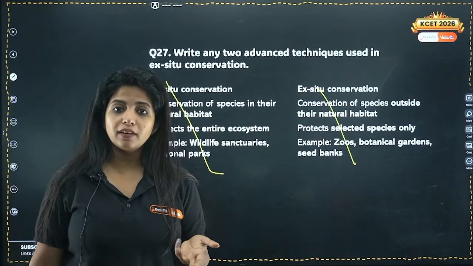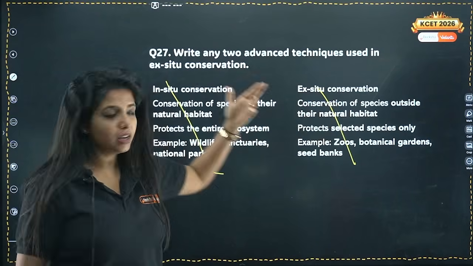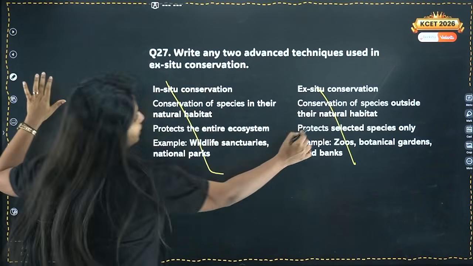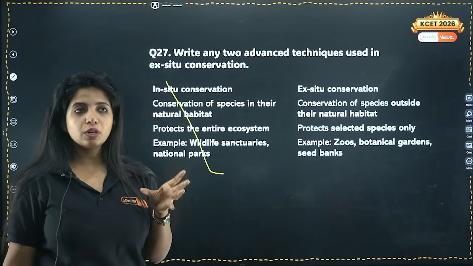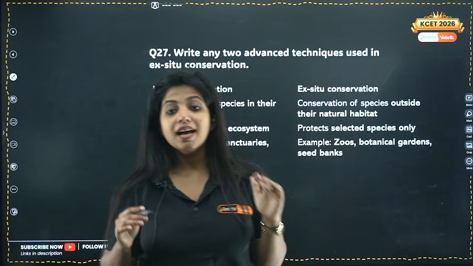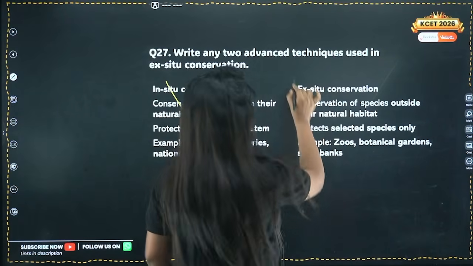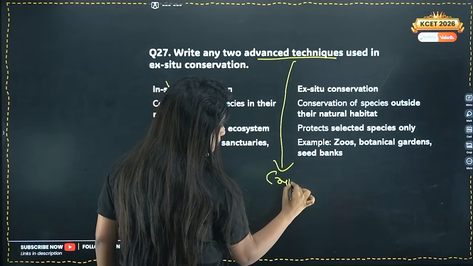So usually what do we have in ex situ? Ex situ means conserving them outside their natural habitat, right? Conserving them outside their natural habitat. Now usually we have zoological parks, that is zoos, botanical gardens for the plants and everything. If you talk about advanced techniques, we have a few of them. Listen to me carefully. One of them is cryopreservation.